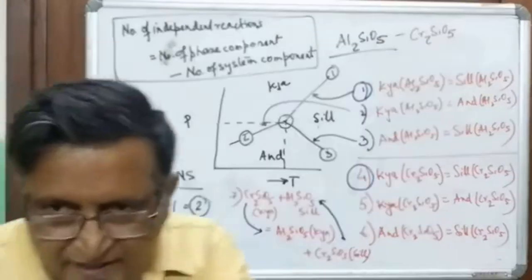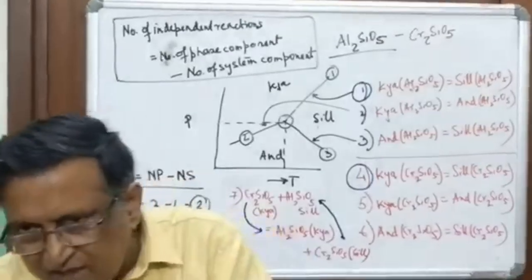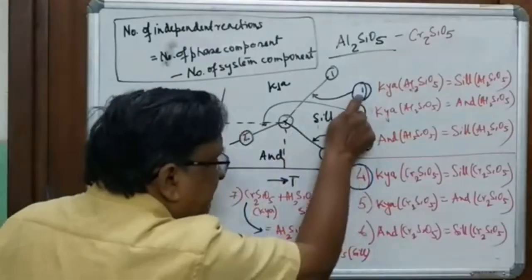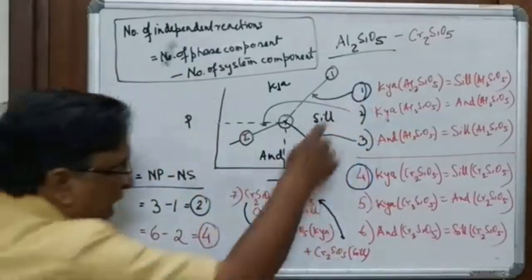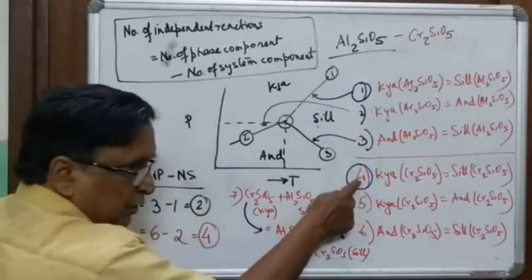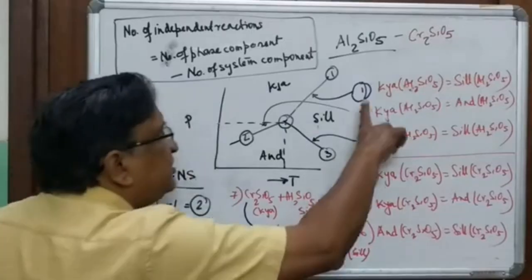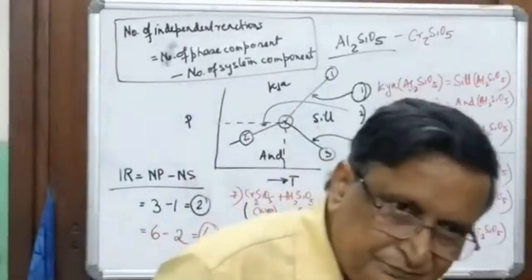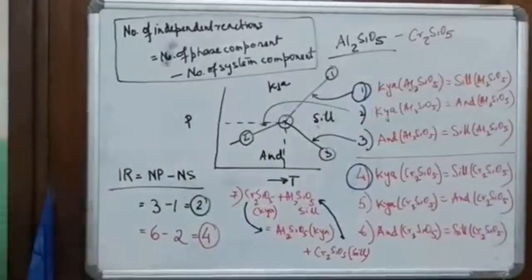You have to take 4 independent reactions. One cannot be derived from the other. You see, 4 cannot be derived from 1, or 1 cannot be derived from 4. But 7 can be derived from 1 and 4. So it's a derivative reaction. Have you understood?